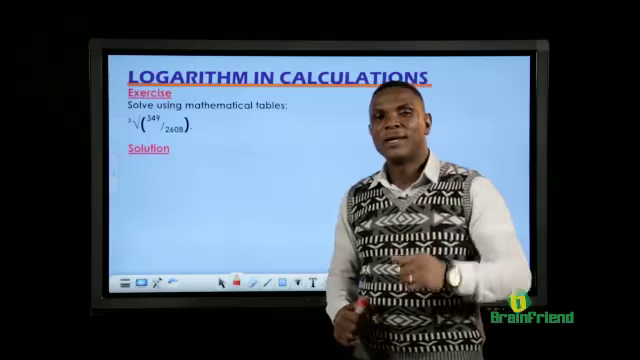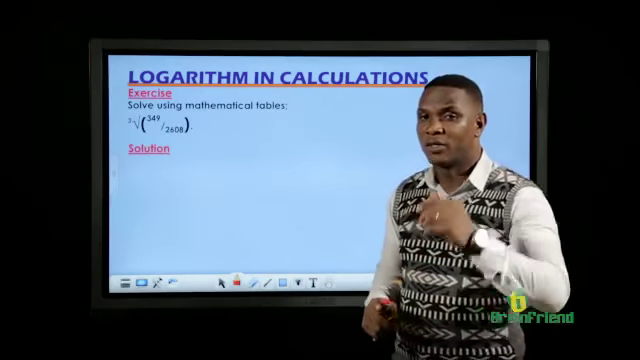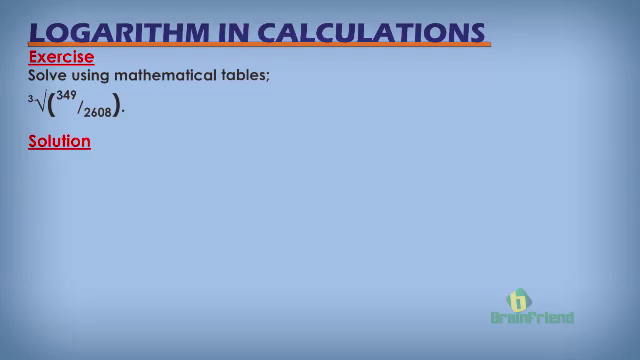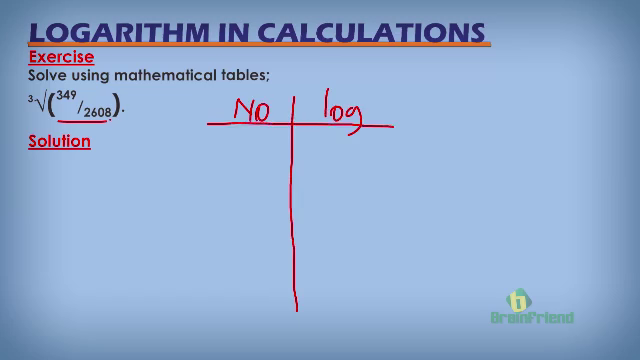Let's go on. Let's try some exercises to see how far we've learned from the examples we took. Now, if we were asked to solve using mathematical tables, the cube root of 349 divided by 2,608. We said our first step would be to lay out our solution using a table with fields number and log. Quickly, we'll write down 349 and we'll find the logarithm of 349. To do this, the integral part or our characteristic would be what? 1, 2, 3 digits minus 1, which would be 2 point.